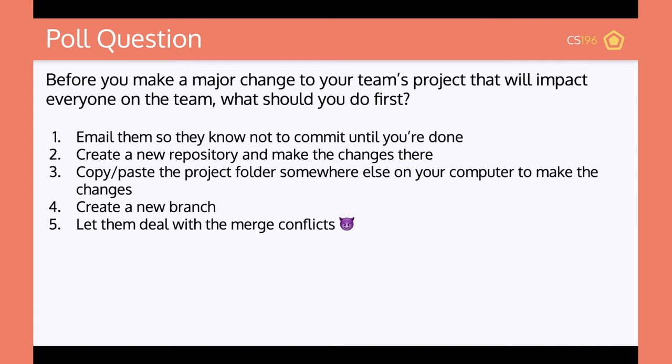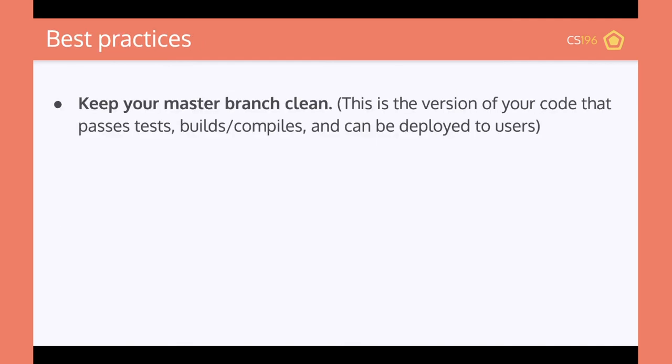Okay, so let's talk about best practices. The first one is keeping your master branch clean. This is the version of code that, as I said before, passes tests, builds, compiles, and can be deployed to users. This is pretty simple. The idea is that whatever your main or master branch is should be what you are proud to show someone else, right? You should have the ability to show that off at any point in time, and it will look good, and you will be proud of what it looks like, unless you're in a very early state and you're still setting it up.